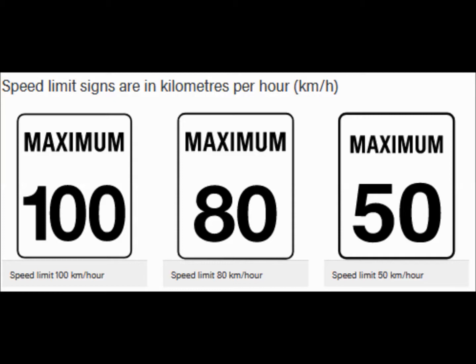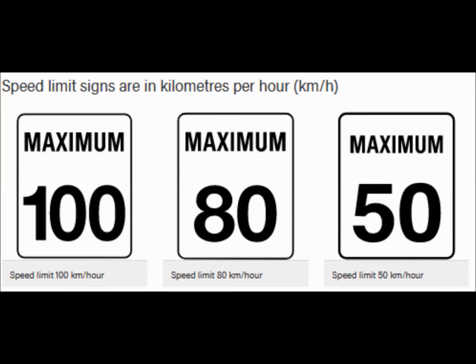Speed limit signs are in kilometers per hour, km/h. Unless otherwise posted, 100 kilometers per hour is the maximum speed limit on a provincial highway located outside an urban area. 80 kilometers per hour is the maximum speed limit on a provincial highway located inside a corporate limit of a city. 80 kilometers per hour is the maximum speed limit on a roadway that is located outside an urban area.